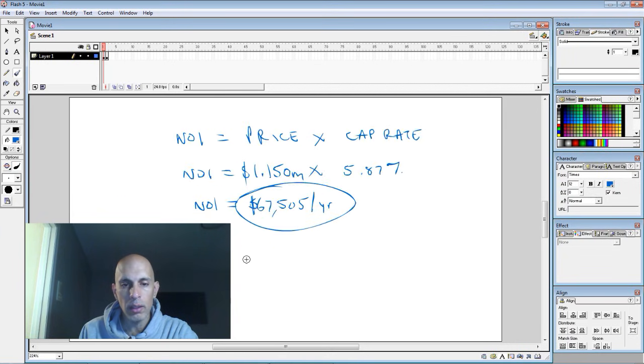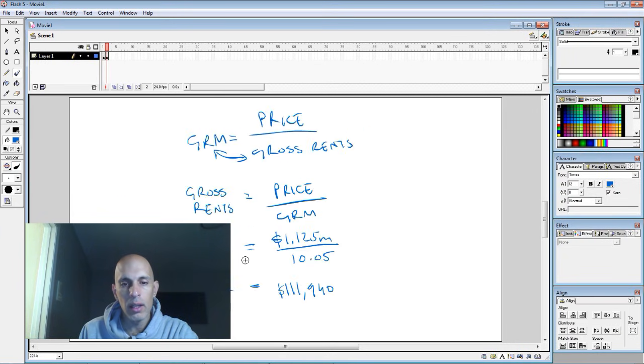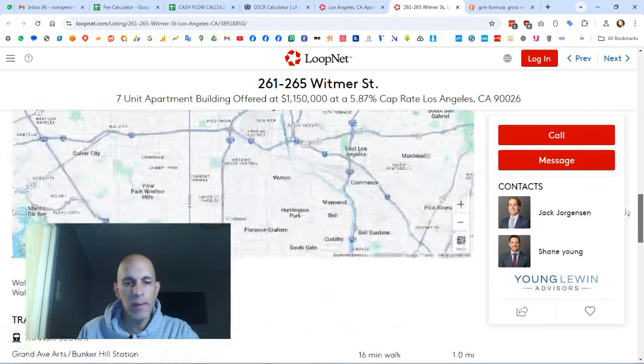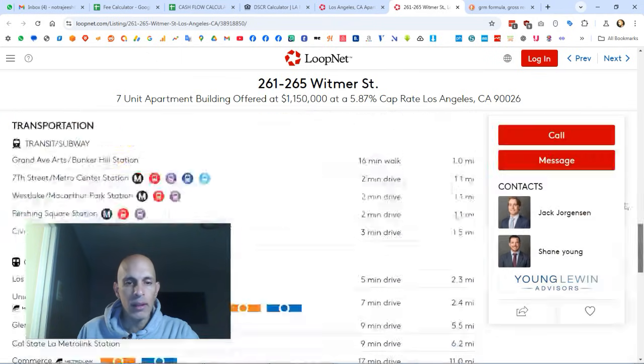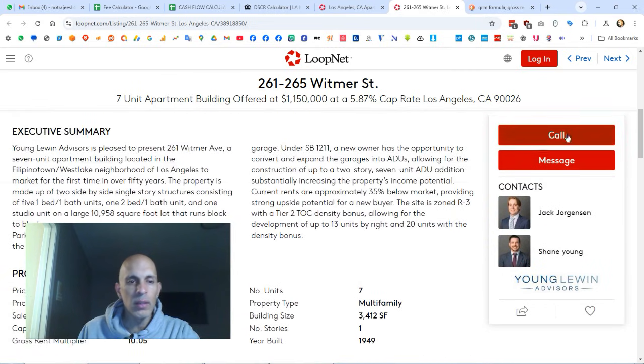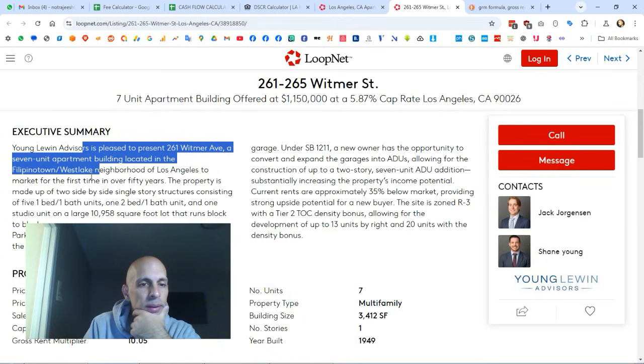how is operating income so high? What is the vacancy rate here? And it does not have that information. So let's see here. What does it say?